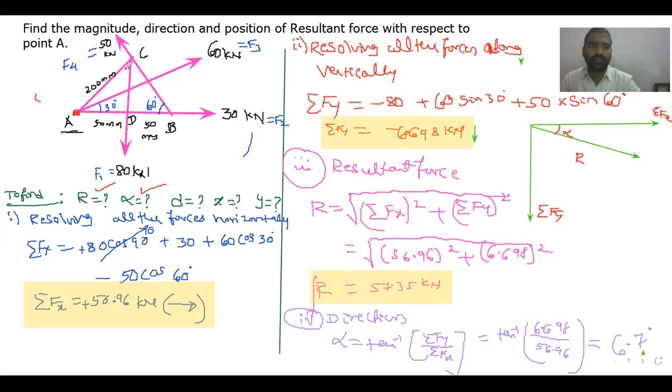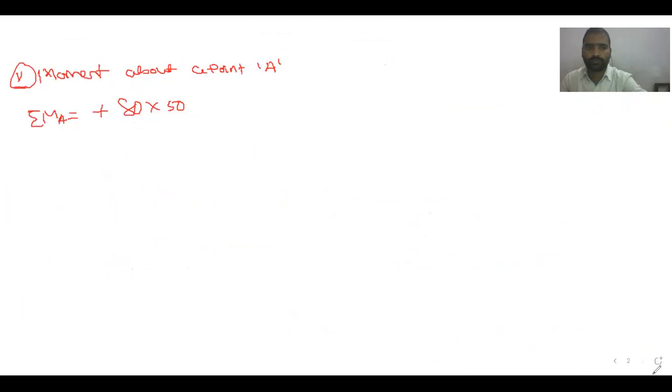Then the F4 force is inclined at an angle of 60 degrees. One is the horizontal component and one is the vertical component. The horizontal component, F cos theta, is passing through the given point A, hence it will not produce any moment. The vertical component, F sin theta, is rotating in the anti-clockwise direction. Hence it is minus 50 sin 60 into the perpendicular distance 100.